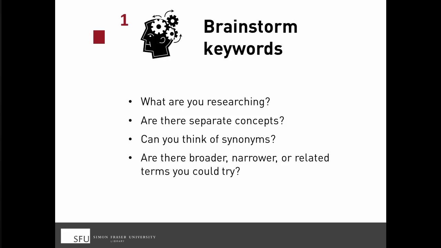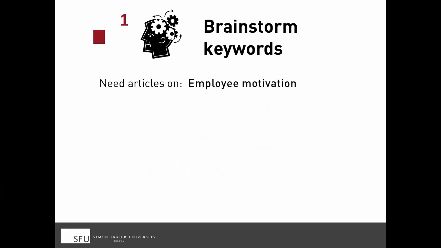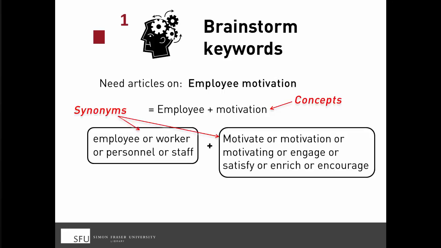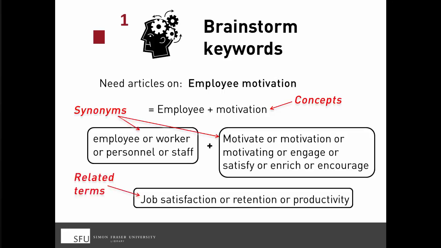Let's try it. If we were researching the topic of employee motivation, our first step would be to break the topic into concepts. In this case, we are looking at how motivation works, but not the motivation of investors or children or customers. We're specifically interested in employees, so motivation and employee are our 2 concepts. Then we quickly brainstorm other keywords, both synonyms and related terms, for each concept. Our goal is to generate lots of keywords that we can use when we move on to the next stage.